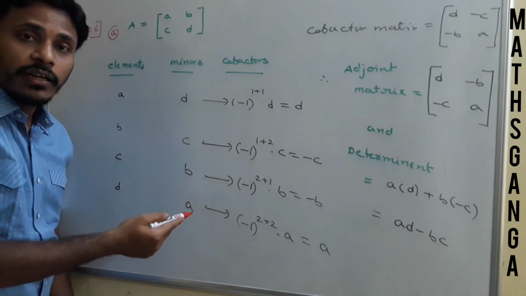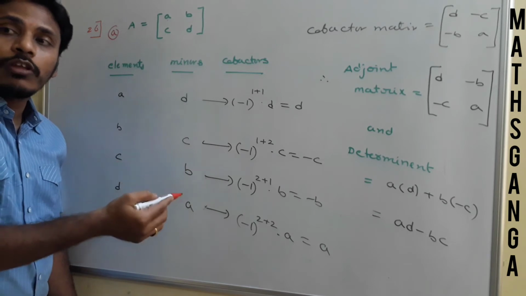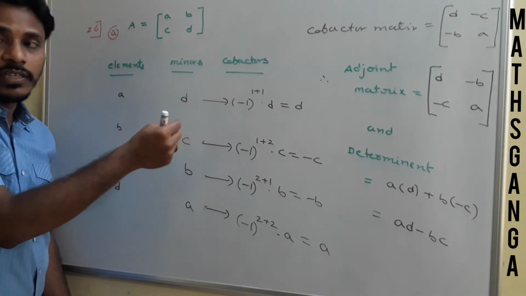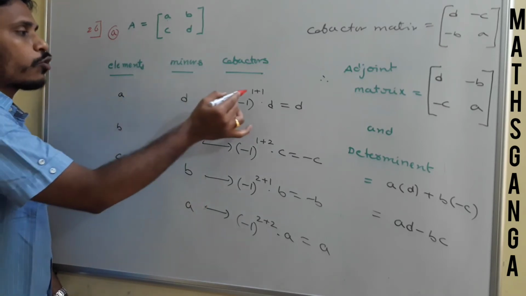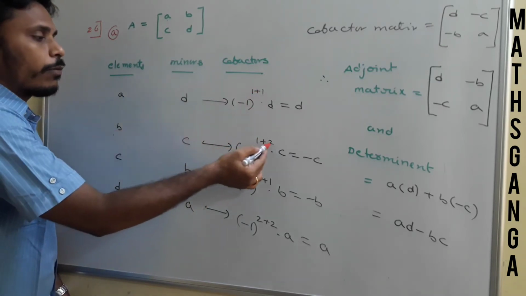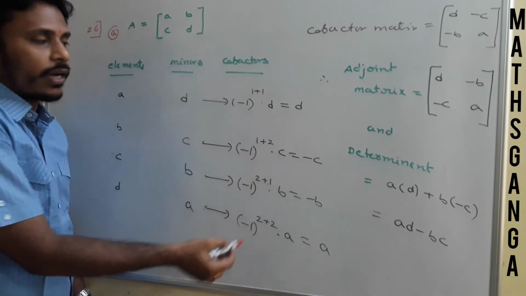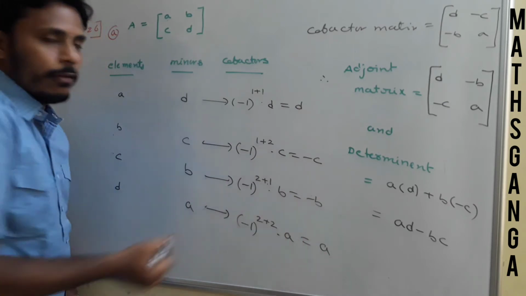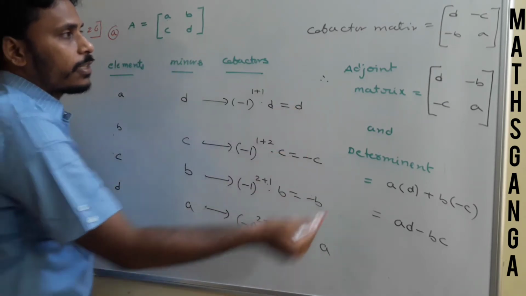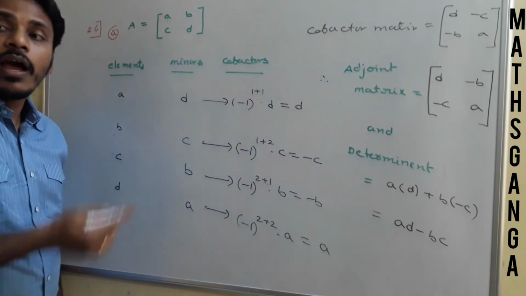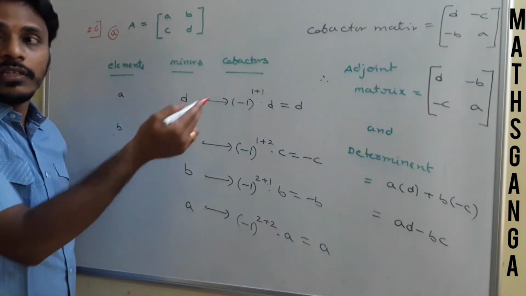Then to write the cofactors, we need to multiply every element with minus 1 to the power of the sum of the suffixes, like row number plus column number. Here it is first row, first column, so 1 plus 1. First row, second column, 1 plus 2. Second row, first column, 2 plus 1, like that. This is the basic definition of the cofactor. So these are the cofactor elements. If you write the cofactor matrix, it is D, minus C, minus B, A. This is the cofactor matrix, and its transpose is the adjoint matrix.